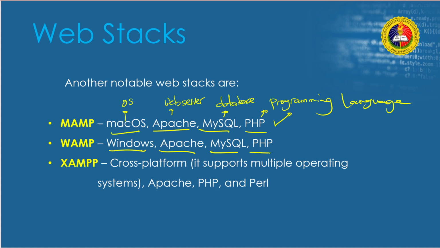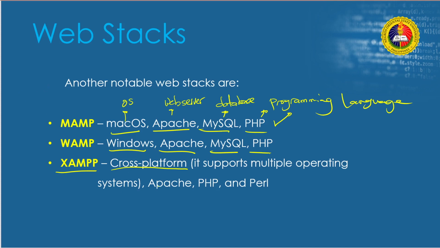And then here, the most popular of all is XAMPP. X stands for cross-platform, which means it supports multiple operating systems. WAMP will only work for a specific OS. WAMP is for Windows only, and MAMP is only for Mac OS, but XAMPP can be used on multiple operating systems, whether Windows, Mac OS, Linux, and so on. That's why it's called cross-platform and represented with the letter X.